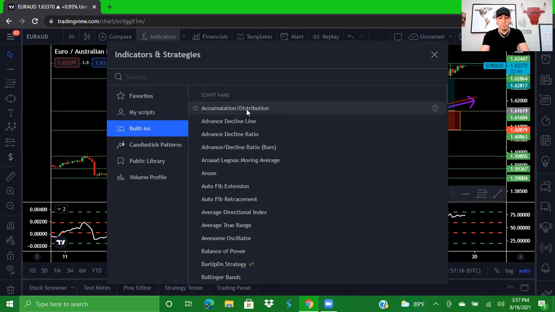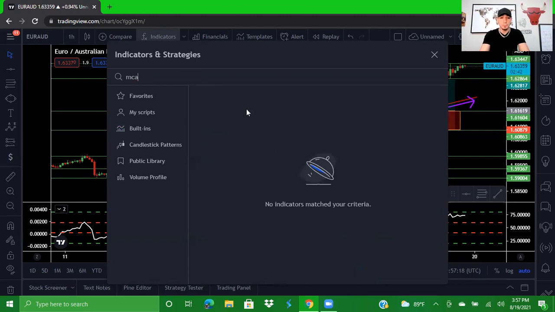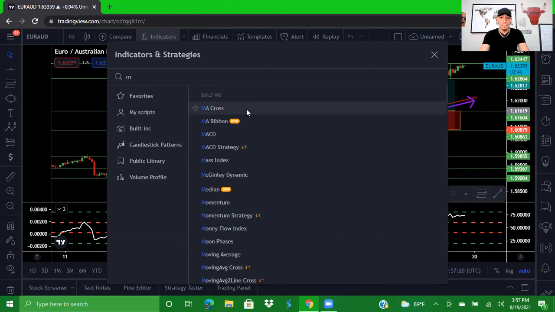All right. Now, another common one will obviously be the MACD or even moving averages. The most common moving average that I can give you guys will be a 50 moving average, all right?